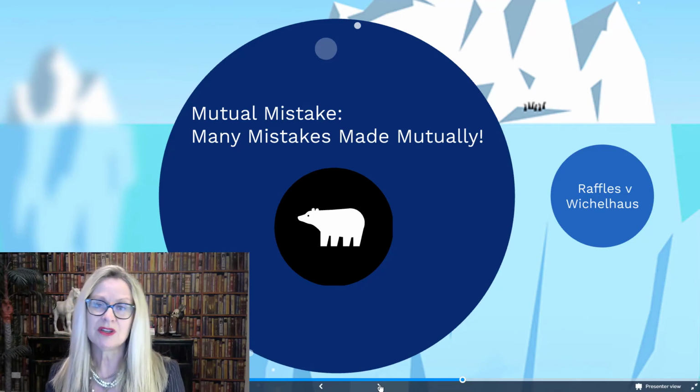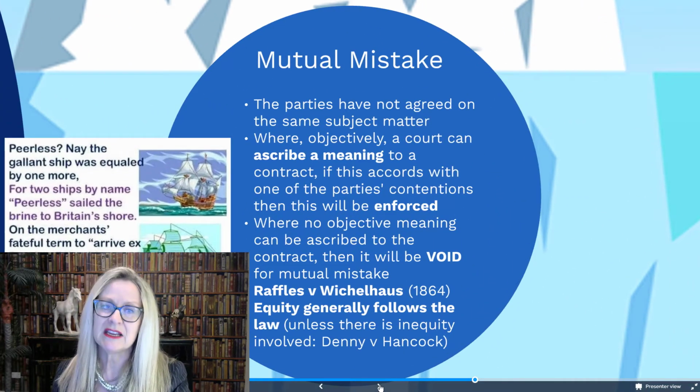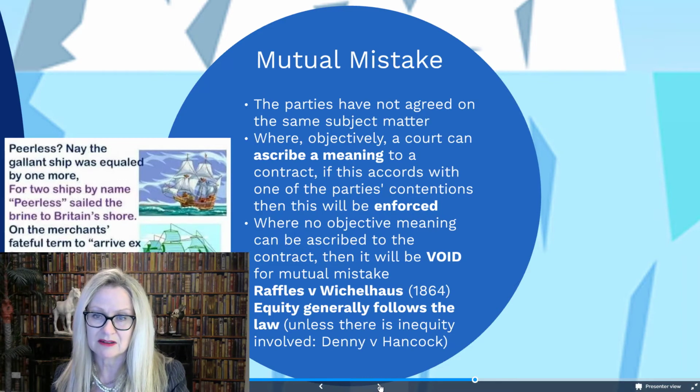So what you need to think of, and the way I remember this, is that mutual mistake applies to multiple mistakes. Many mistakes made mutually. I use an alliteration to remember that mutual mistake applies to mistakes where the parties each make their own different mistake, okay? And the main case that you need to think of here is Raffles v Wichelhaus.